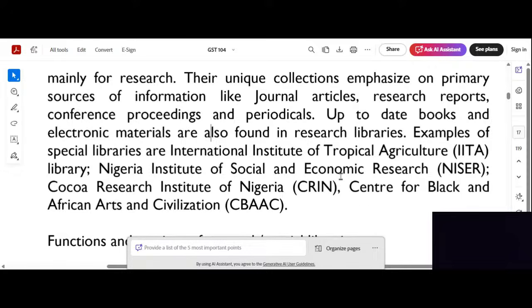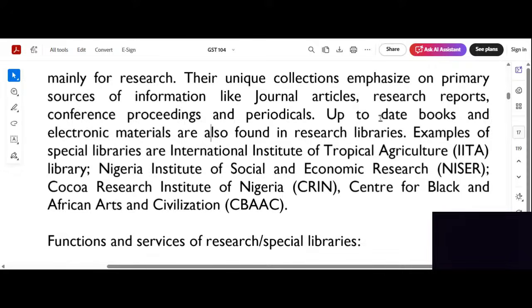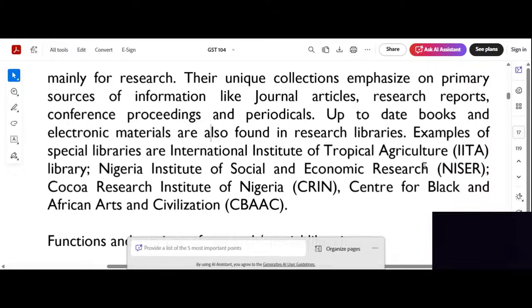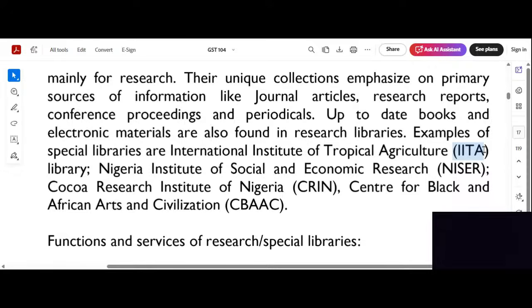You will find up-to-date books there, because our focus is, let me say for instance, only on medicine. Then if anybody should write a book on medicine today, we will get it, because this is a library that is dealing with only medicine. And let's look at examples that we have. We have the International Institute of Tropical Agriculture, IITA.